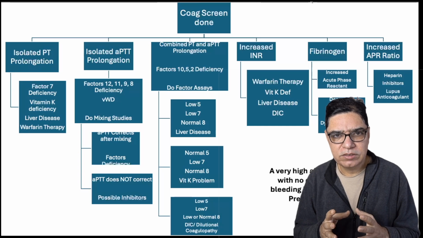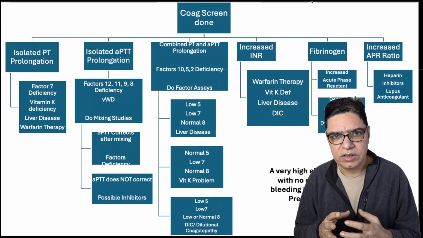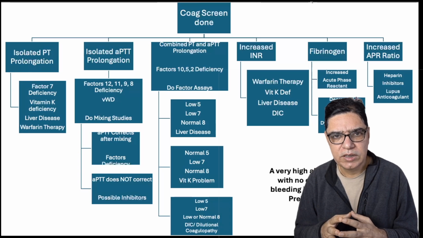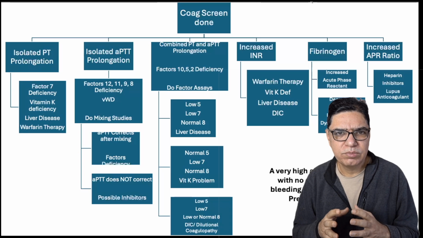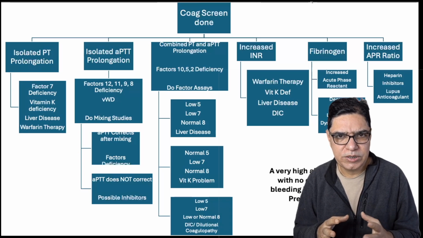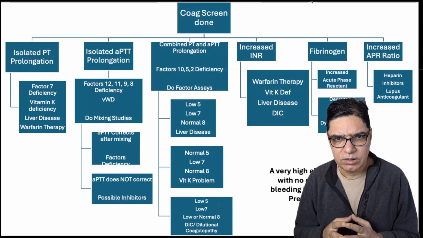Though vitamin K deficiency and liver disease affect different points in the extrinsic and intrinsic pathways, so the other factors can also be elevated. But in mild forms of liver disease and mild forms of vitamin K deficiency, you might sometimes see only a PT prolongation with the rest of the parameters being normal.